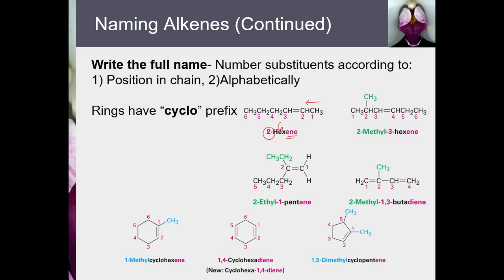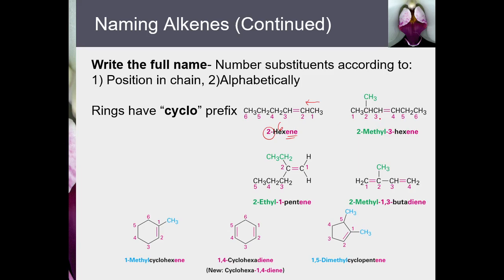Now, what's the number 2 before the parent hydrocarbon name? The 2 gives you an idea of where the double bond is. The double bond starts from carbon number 2 and goes to carbon number 3, so the double bond is between 2 and 3. We don't write both numbers, only the carbon where it starts. So we have here 2-hexene.